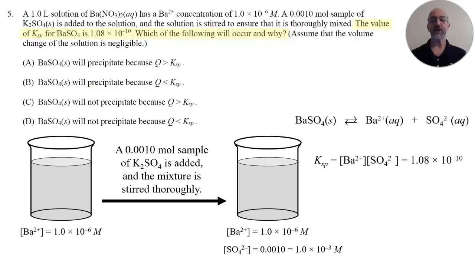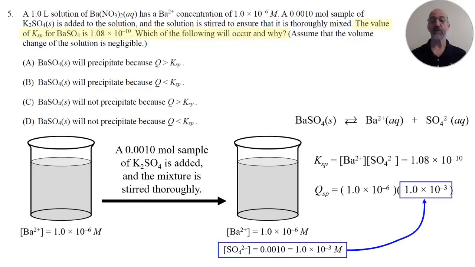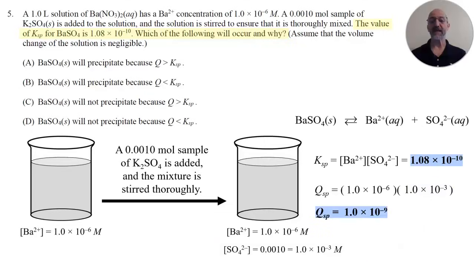But let's go ahead and do Q. At the moment that this beaker exists, we don't know for sure if there is going to be a precipitate of barium sulfate until we do a Q versus K comparison. So what's the concentration of barium in this beaker? It's 1.0 times 10 to the negative 6 moles per liter. What's the concentration of the sulfate ions in this beaker? Well, that would be 1.0 times 10 to the negative 3 moles per liter. And if we multiply these two values together, this will give us the reaction quotient Q. And that works out to be 1.0 times 10 to the negative 9.